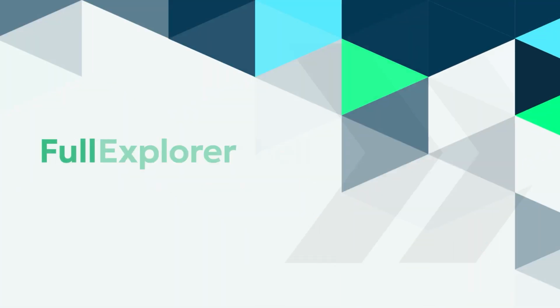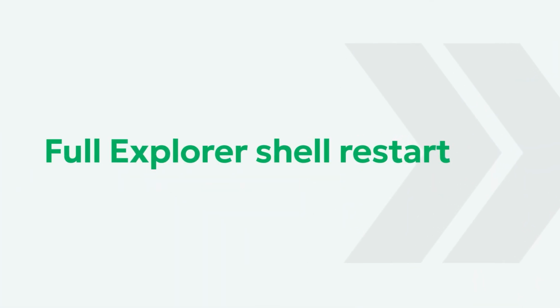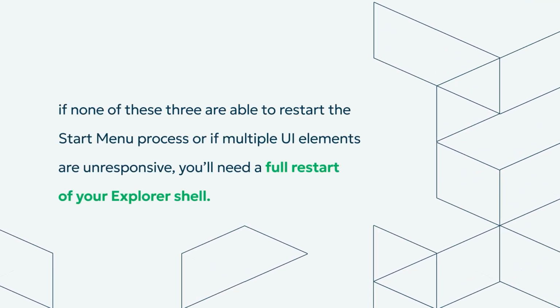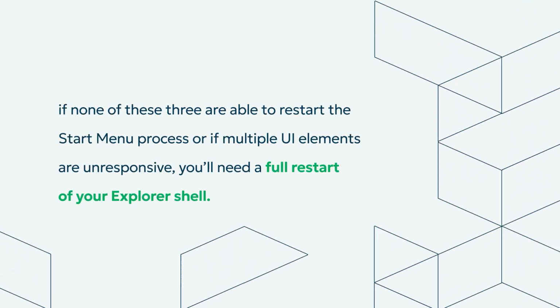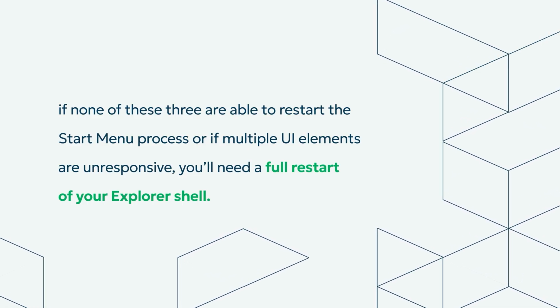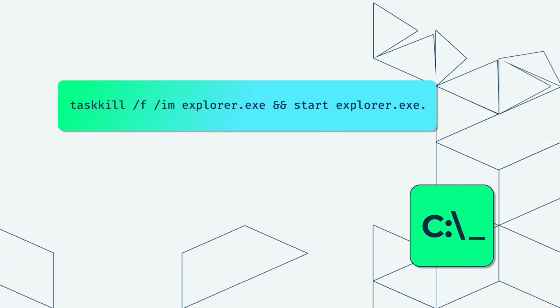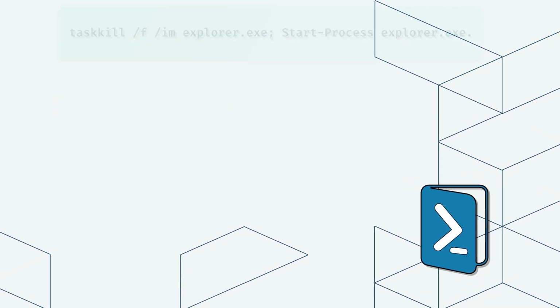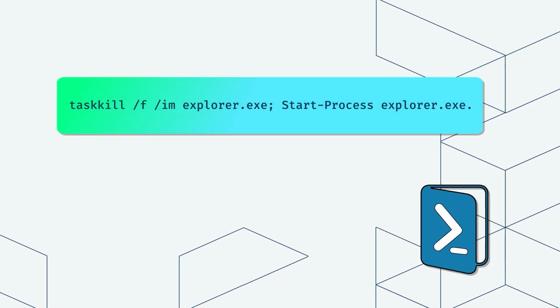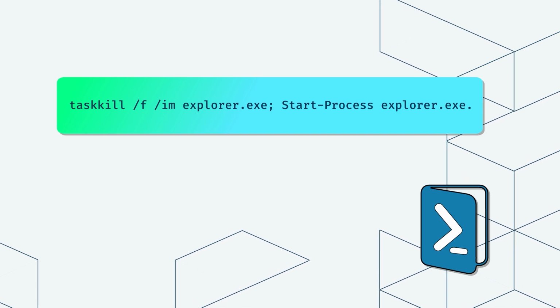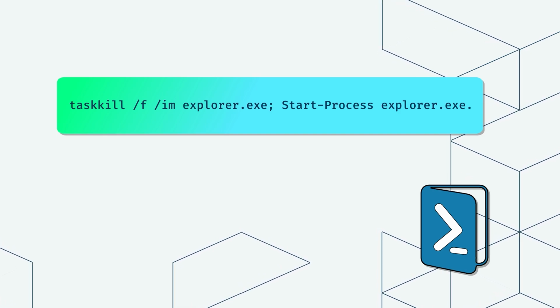Method 4. Full Explorer shell restart. However, if none of these three are able to restart the Start menu process, or if multiple UI elements are unresponsive, you'll need a full restart of your Explorer shell. For Command Prompt, use. For PowerShell, use. These will restart all Explorer processes and UI components, including the Start menu.